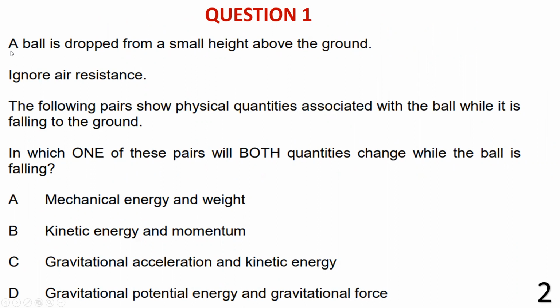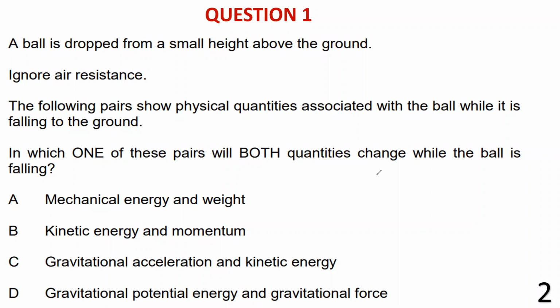Okay, this is our question. A ball is dropped from a small height. Please read the question and try, and then we can carry on and answer with you. The following pairs show physical quantities. In which one of these pairs will both quantities change while the ball is falling? So for free fall, which one of these stays the same? We are going to work with the formula for each, and then we can get our answer.